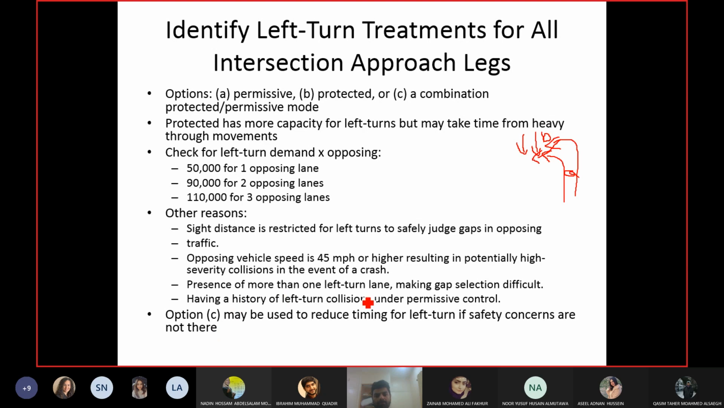And obviously, what we have discussed in the previous slides as well, if you feel that there have been crashes involving left turns, and having a protected left turn will reduce these crashes, then you go for protected left turning.